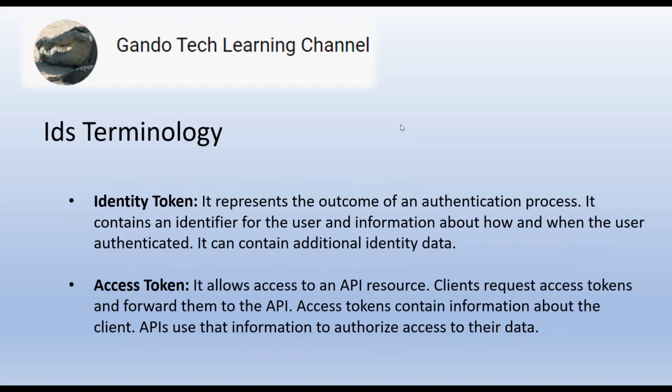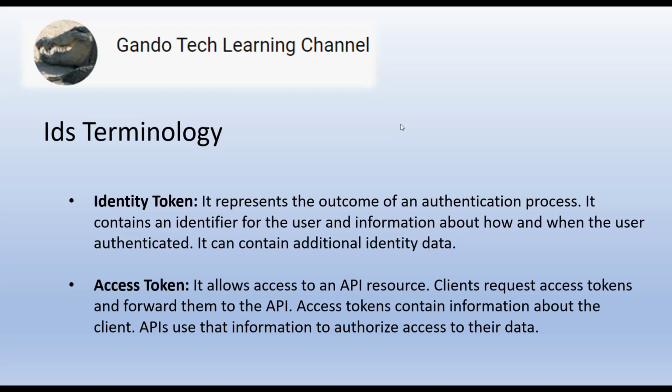Two more terminologies which are really important are the identity token and the access token. As I mentioned in the agenda, we will concentrate on the access token. In the near future, once we talk about single sign-on in our next videos, we will talk about the identity token as well. But this video is concentrating on how to secure the REST API, which is concentrating on the access tokens. The identity token is for authentication purposes.